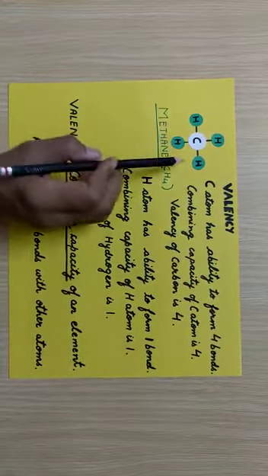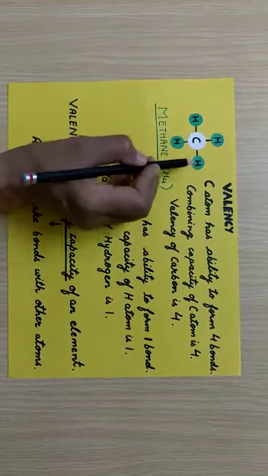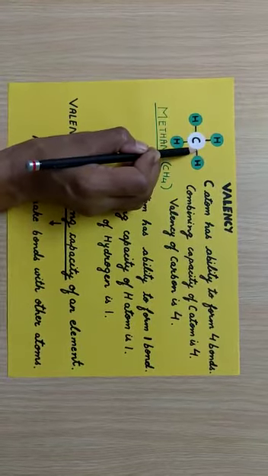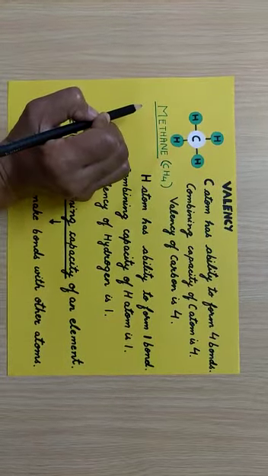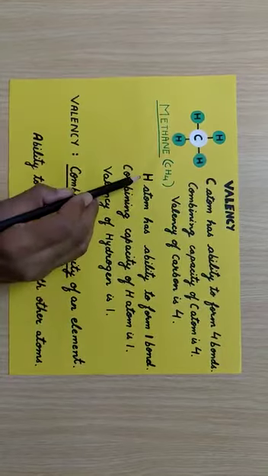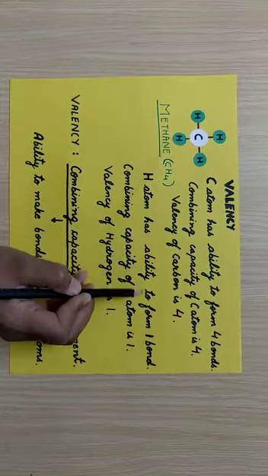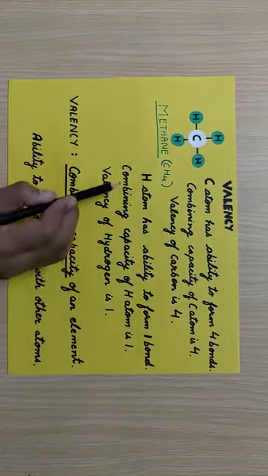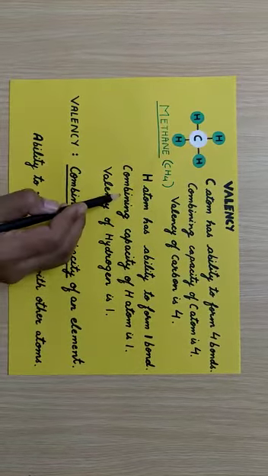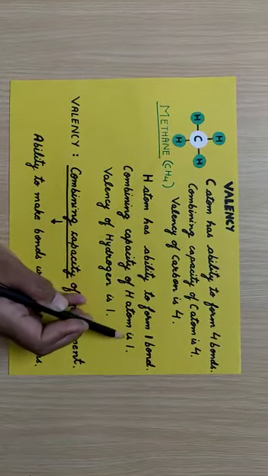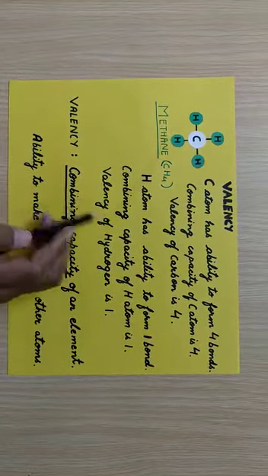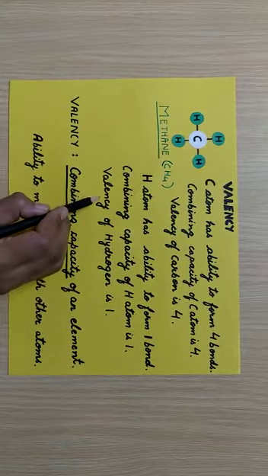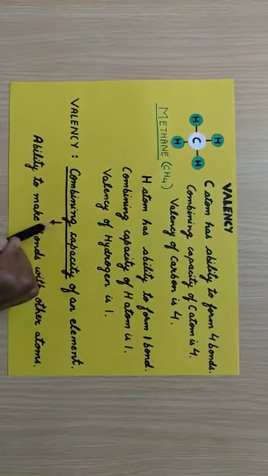Now similarly, if we have a look at the hydrogen atom, here one hydrogen atom is making one bond with one carbon atom. This means that the hydrogen atom has the ability to form one bond, and the ability to form bonds means combining capacity. So the combining capacity of the hydrogen atom in methane is 1, and combining capacity means valency. So we can say that the valency of hydrogen is 1.